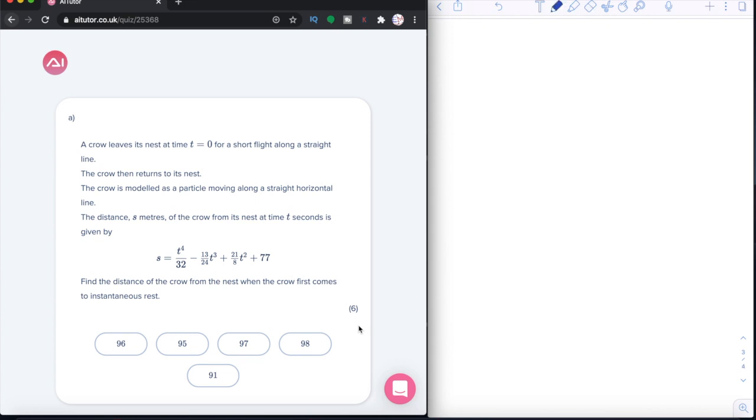It turns out that velocity is equal to the derivative of displacement with respect to time, so we write it as ds by dt. That means we can differentiate this function with respect to t. So we're going to get v equals ds by dt. If we multiply down and subtract 1 from the power, we're going to get 1/8 t cubed minus 13 over 8 t squared plus 21 over 4 t. And then when we differentiate the constant 77, we're just left with 0. So instantaneous rest means that v equals 0.